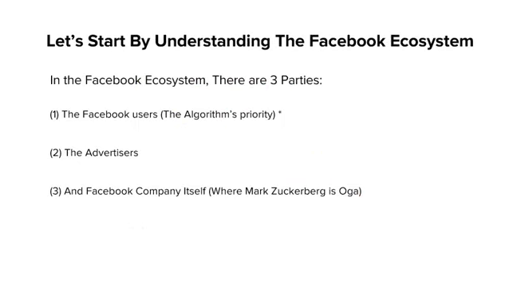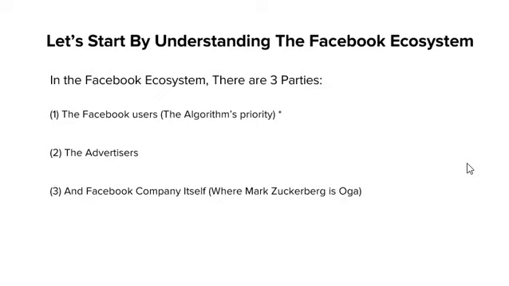With that said, let's talk about what I call the Facebook ecosystem. In the Facebook ecosystem, there are three parties. The first party are the Facebook users. The second party are the advertisers, that is you. And the third party is the Facebook company itself, where Mark Zuckerberg is the CEO. These three parties co-work together in a beneficial relationship. That means they all benefit one another.